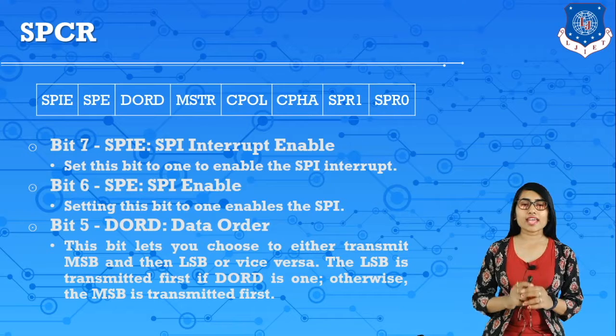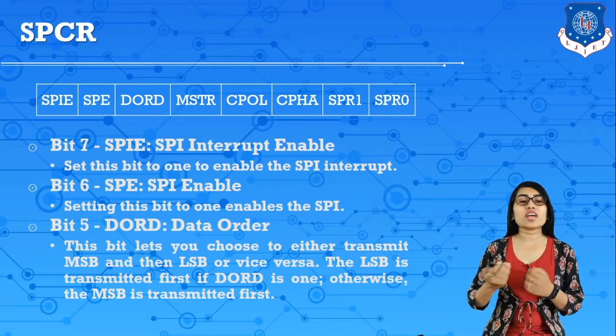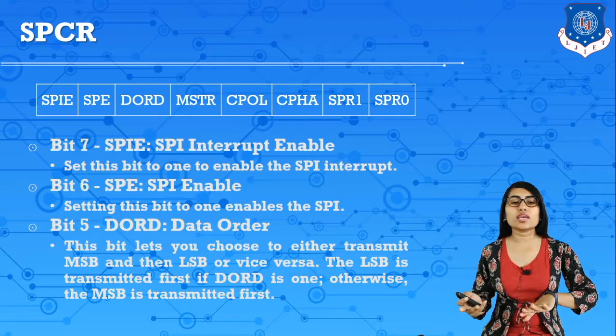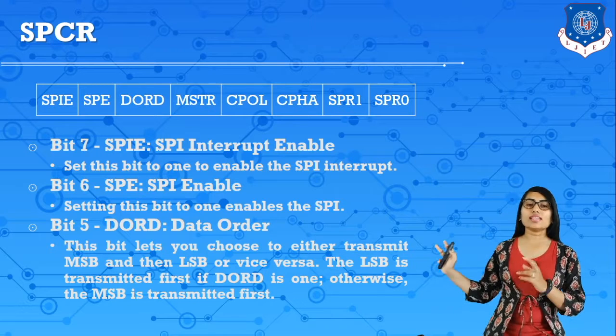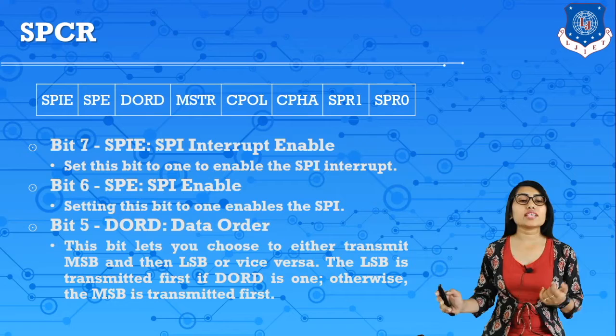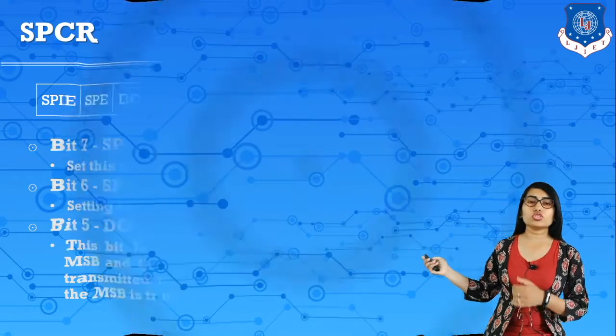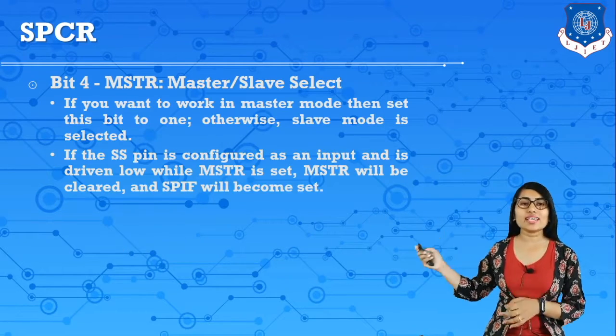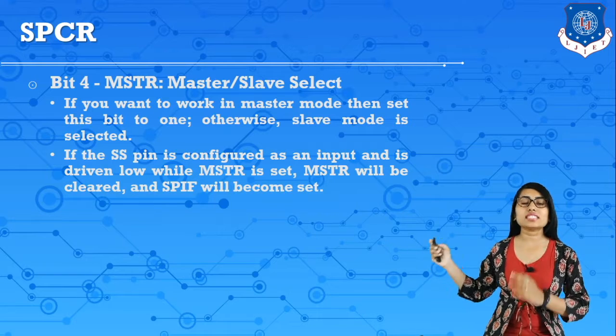This bit lets you choose either to transmit MSB and then LSB, or to first transmit LSB and then MSB. The LSB is transmitted first if DORD is 1, otherwise MSB is transmitted first. So these are the DORD bits. Now next is MSTR, that is master slave select.